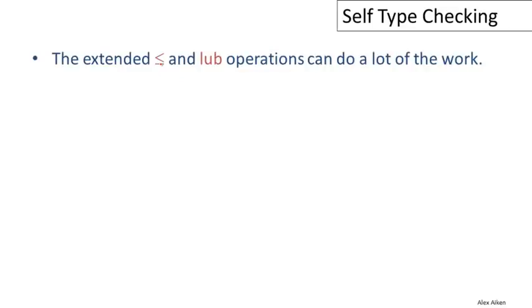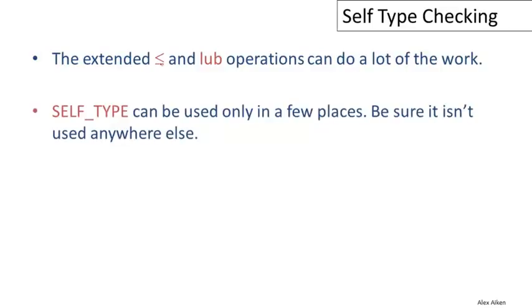To wrap up this video, here are a few comments on implementing type checking in the presence of self-type. First of all, the extended subtyping and least upper bound operations can do a lot of the work. If you extend subtyping and least upper bound in the way that we did, then a lot of the rules don't have to change, and for the most part, you don't have to do anything special for self-type. Self-type can only be used in a very few places in the language, and it's up to you to check that it isn't used anywhere else. Those restrictions have to be followed carefully.